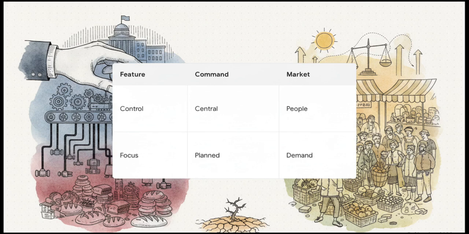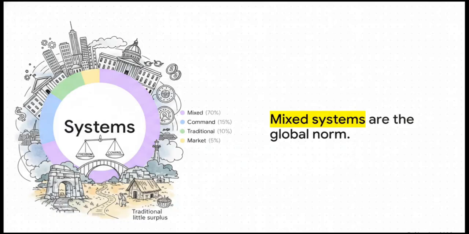On the flip side, we have the market economy, which relies on private entities, free markets, and the everyday forces of supply and demand. They are both trying to solve scarcity, but one uses top-down planning while the other trusts bottom-up trade. But here's the reality check. A pure market system, it's almost entirely theoretical. Mixed systems are the global norm.